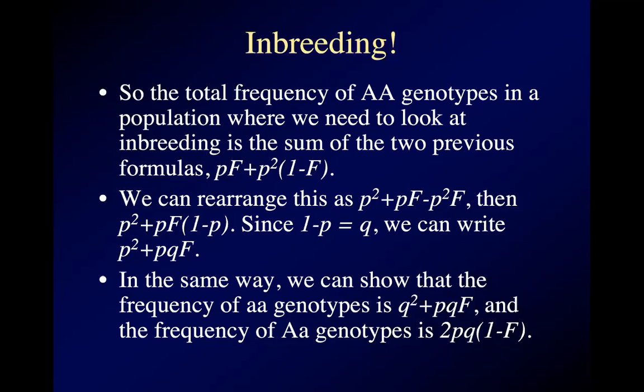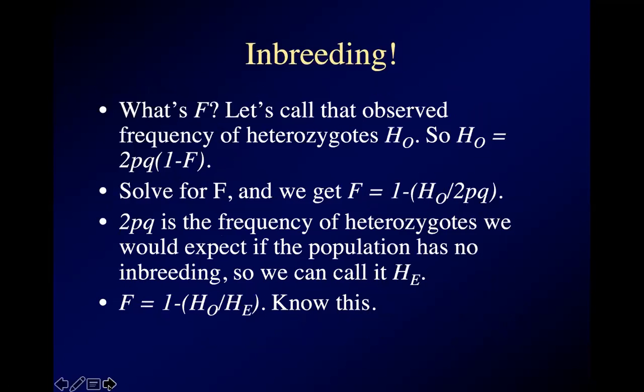So remember that the signature of an inbred population is increasing numbers of homozygotes, and decreased numbers of heterozygotes. Specifically, the fraction of each homozygote is going to be higher than would be predicted under Hardy-Weinberg equilibrium, and pqf gives you that proportion of excess homozygotes. Okay, the observed frequency of heterozygotes is HO.